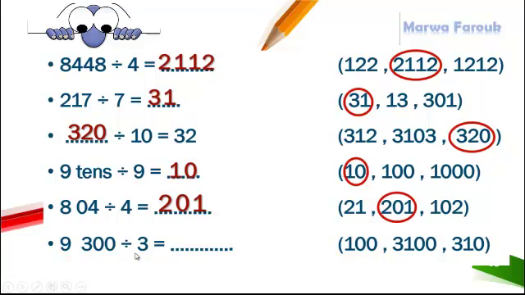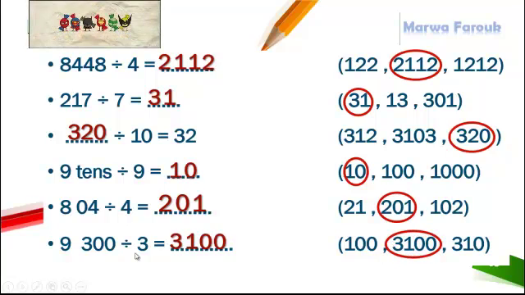3 divided by 3, 1, and 0 divided by 3, 0. 0 divided by 3, 0, so we got 3100, and we will put a circle around it.